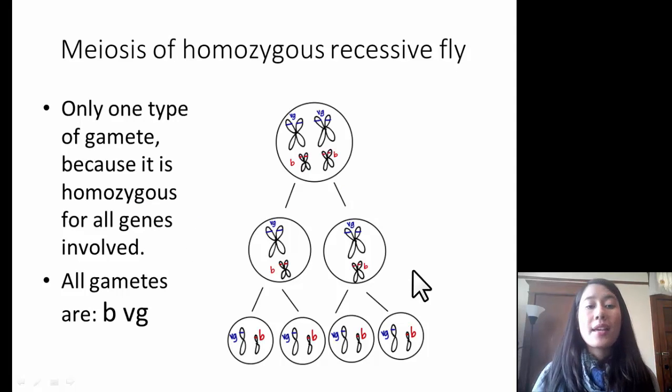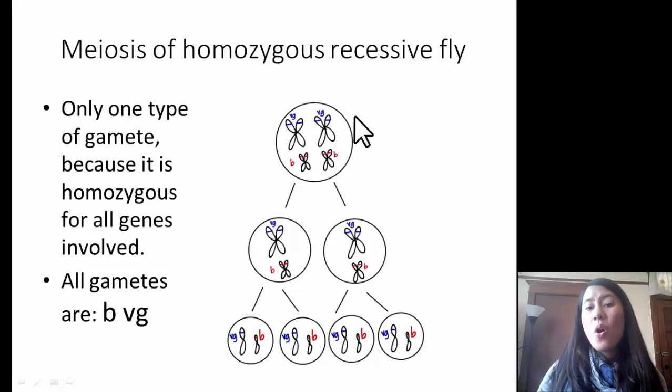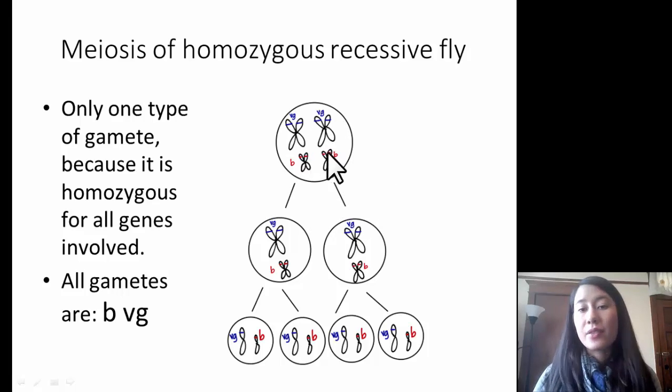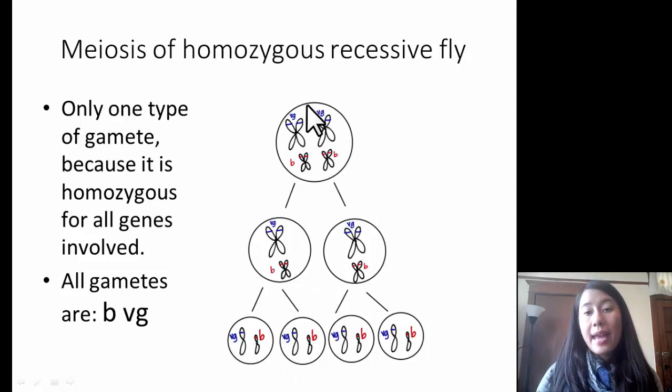If I look at the homozygous recessive fly, I'm only going to see 1 type of gamete because it's homozygous for all of the genes that are involved. Because I don't have a variety of alleles, it really doesn't matter how these things line up on the metaphase plate. No matter what happens, I'm going to end up with these 4 gametes here at the bottom, which all have identical alleles inside of them.